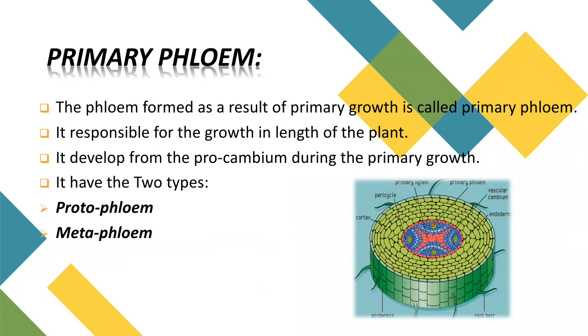Primary phloem. The phloem formed as a result of primary growth is called primary phloem. It is responsible for growth in length of the plant. It develops from procambium during the primary growth. It has two types, protophloem and metaphloem.